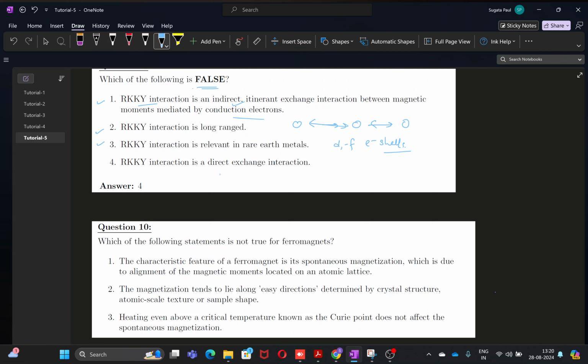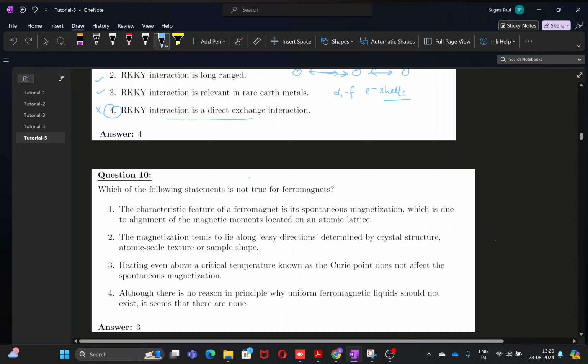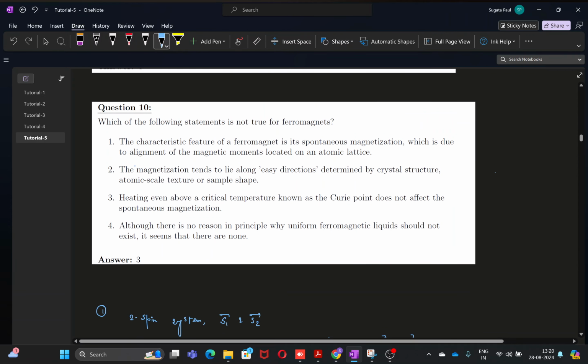And the fourth is that RKKY is a direct exchange interaction. This is obviously false. So this is actually your right answer, 4, because RKKY is an indirect exchange interaction. Okay. And question number 10 asks which of the following statements is not true for ferromagnets?